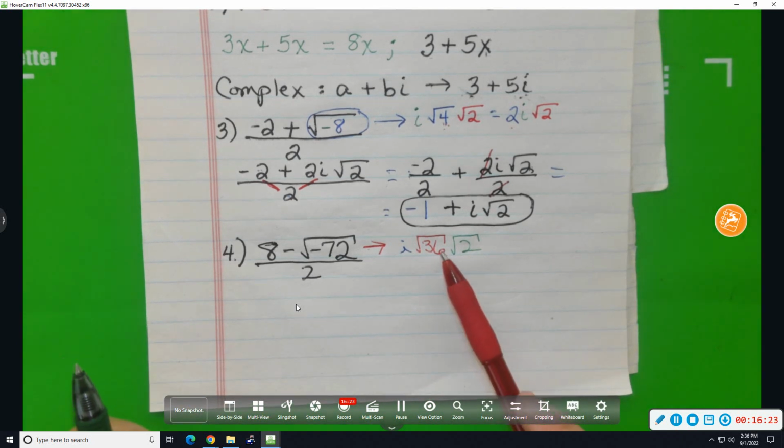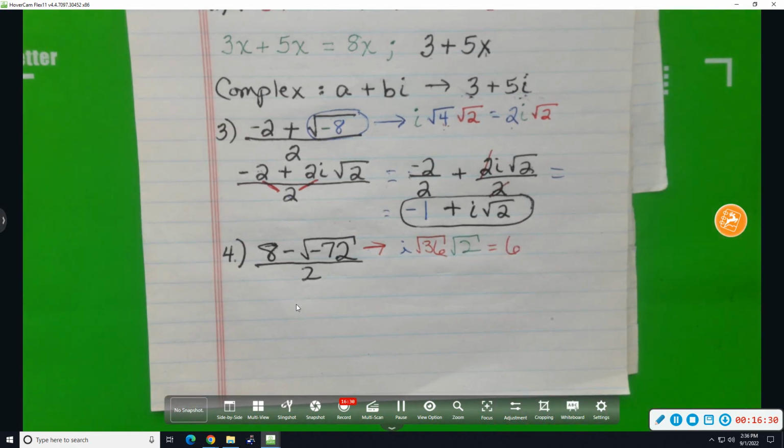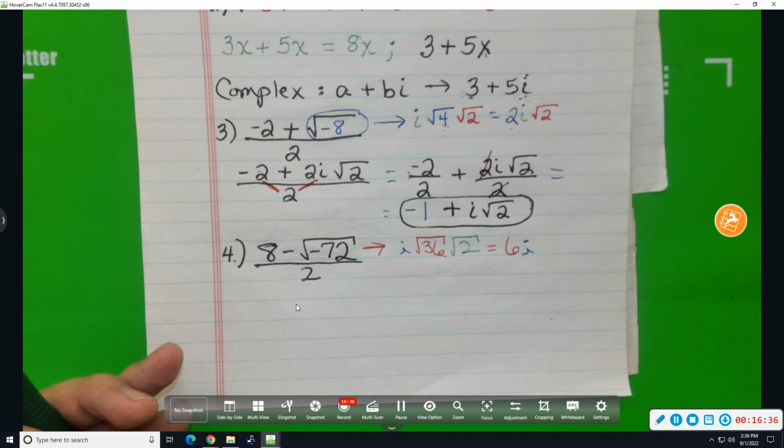And that square root of 36, we're going to write as a 6. We have the i. And what else do we have stuck on there? The square root of 2. I agree.